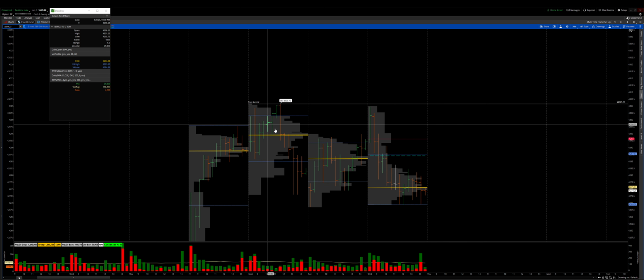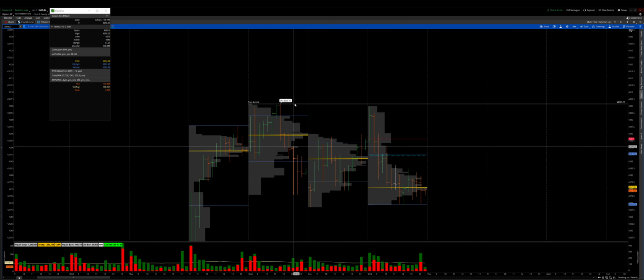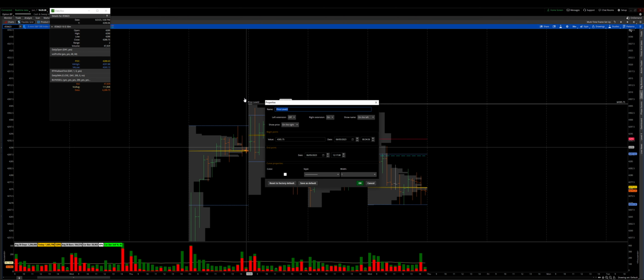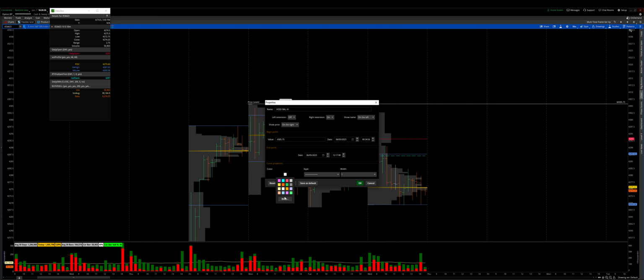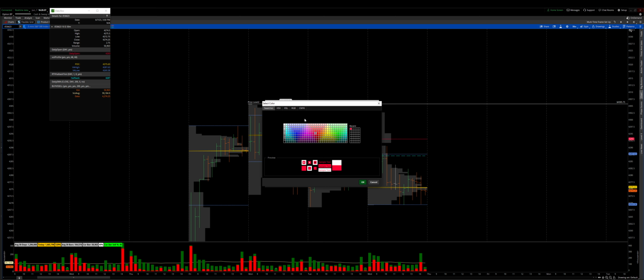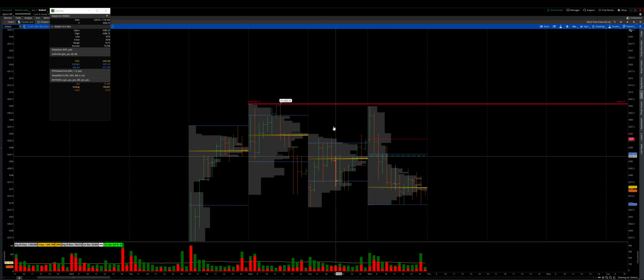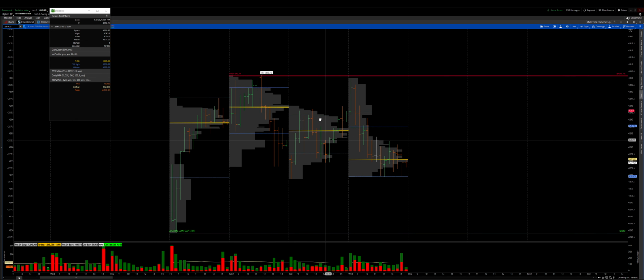And then obviously this will be our balance high, this 43.0575. That will be our high of day / balance high. And we'll label that red because sellers want to defend that area, right? Sellers want to defend that balance high, okay?